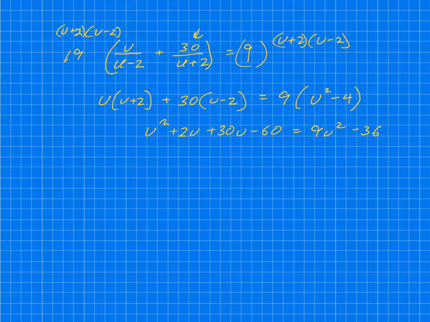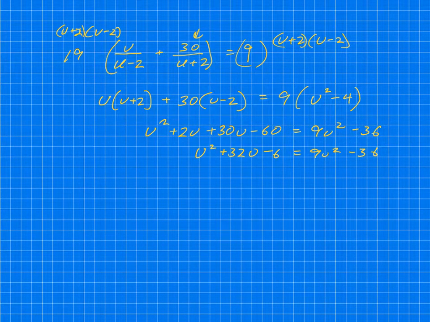So let's go ahead and simplify as much as we can on both sides. We put the u's together. So we got u squared plus 32u minus 60 equals the 9u squared minus 36. Now this is the time to recognize that this is not the typical kind of equation. This is a quadratic, and you're probably just sitting there going, oh, I don't want to have to factor again, but let's go ahead and do it. It's not going to be so bad.